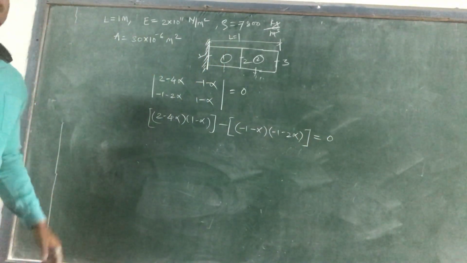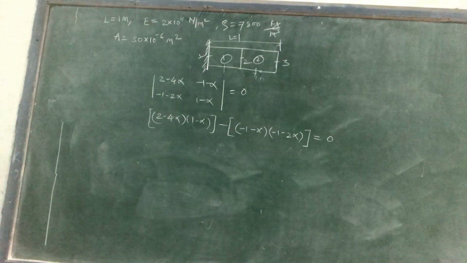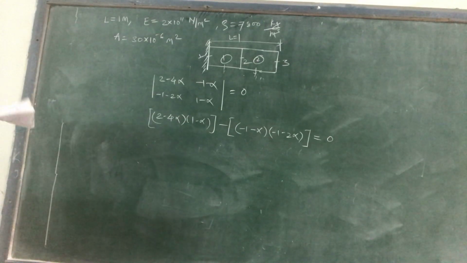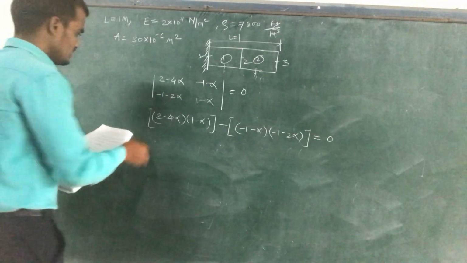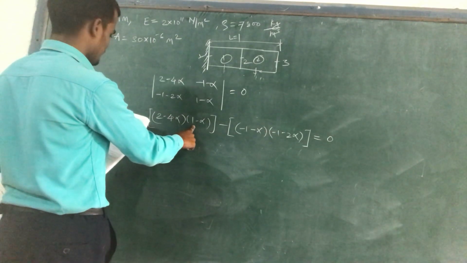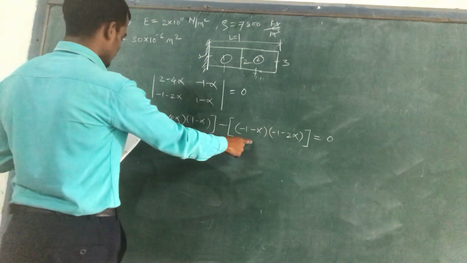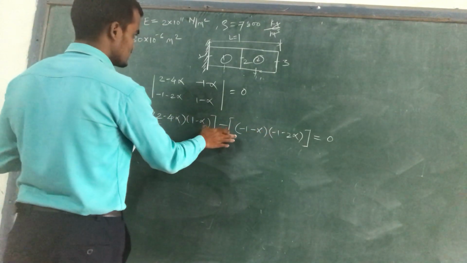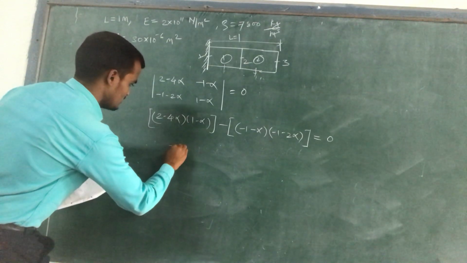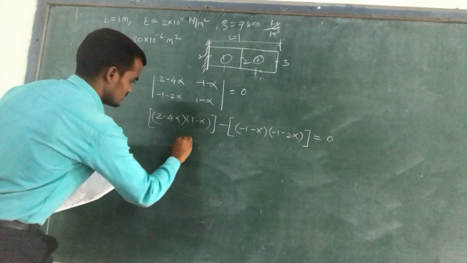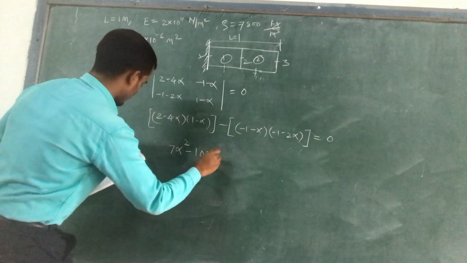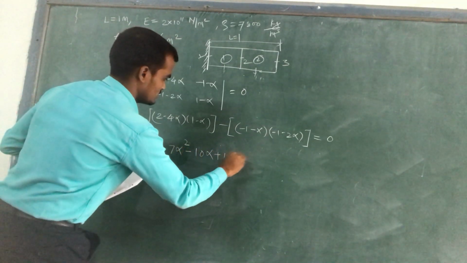Okay. So by simplifying this equation, we will get one quadratic equation in terms of lambda. So by simplifying 2 minus 4 alpha into 1 minus 2 alpha, minus 1 minus alpha into 1 minus 2 alpha, we will get one quadratic equation as 7 alpha square minus 10 alpha plus 1 is equal to 0.